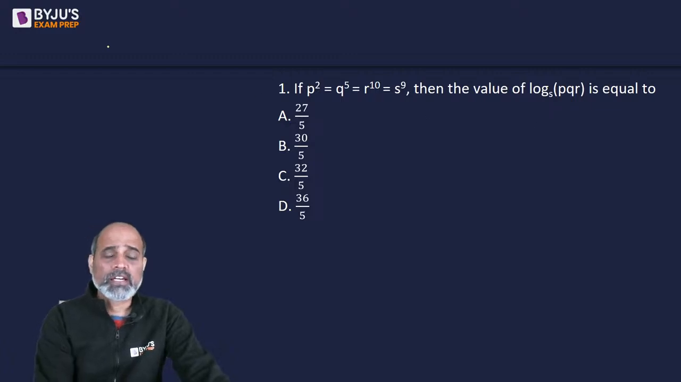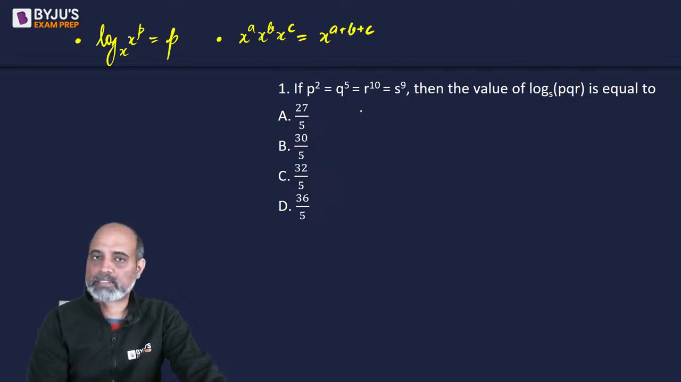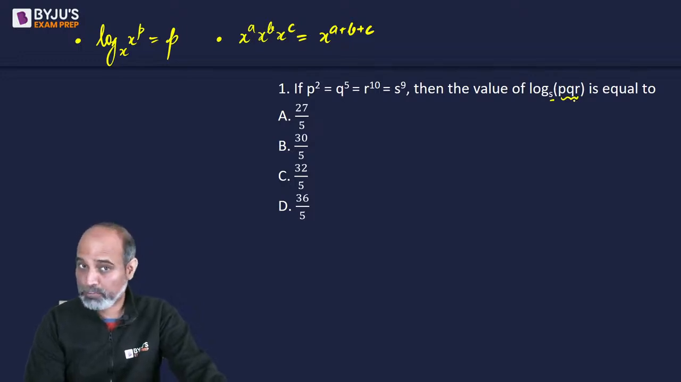So the first thing is, if we have log x to the power p, this becomes p log x. So this is one rule that we'll be using about log. And the second rule, it's rather about if you have x to the power a into x to the power b into x to the power c, you will have the sum of the powers because the bases are same. So we're going to use these two. So if you look at here, the base is s, so we need to put in the values of each of pqr in terms of s.